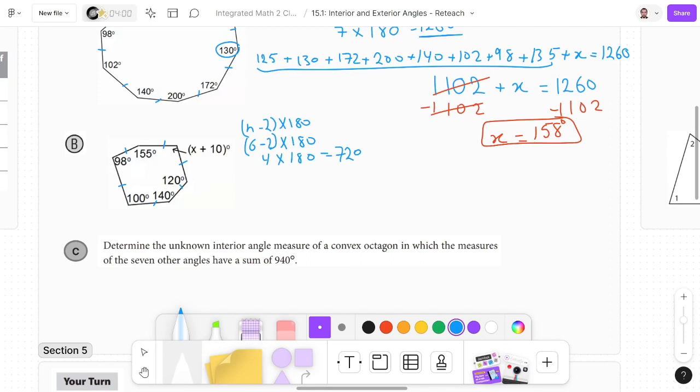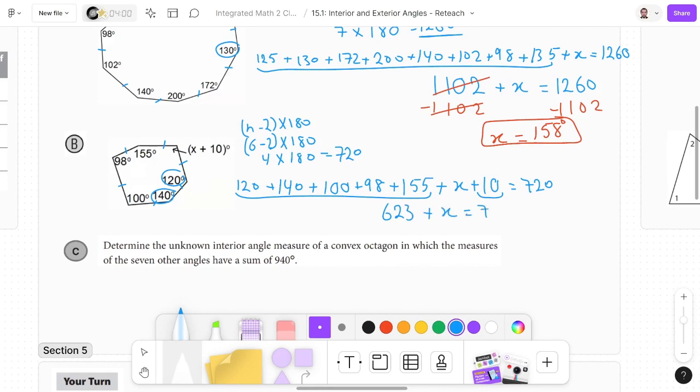So let's add all of them together: 120 plus 140 plus 100 plus 98 plus 155 plus x plus 10 equals 720. Now what should I do? I have to add all of these numbers together. If you add them, you will get 623. So 623 plus x equals 720.